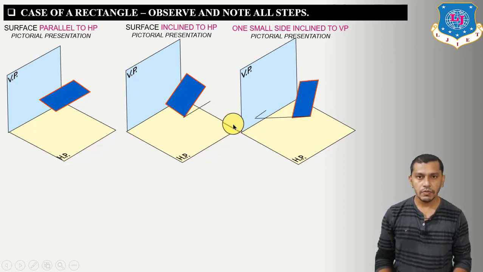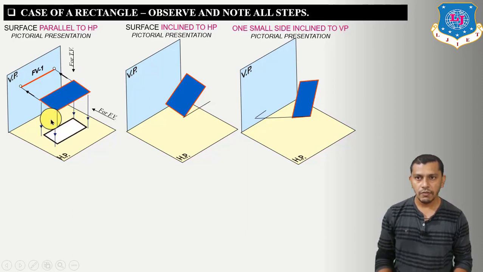Now we have to draw the front view and the top view of the rectangle in all these 3 stages. In the first stage, if we want to draw the front view observing from this direction, we have to project all the corners of the rectangle perpendicular to the vertical plane. So here we will get the elevation of the rectangle and it will be a line. And if we want to draw the top view of this rectangle, we have to take the projection perpendicular to the horizontal plane from all the corners. So here we will get the top view, and right now the top view is of the true shape.